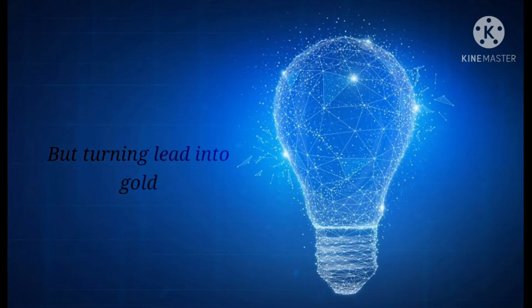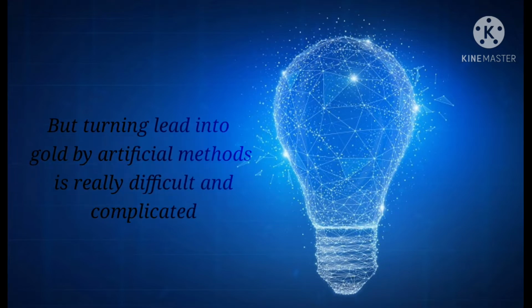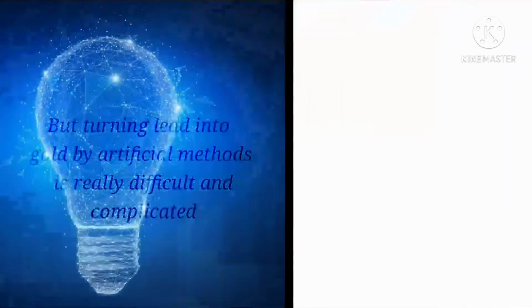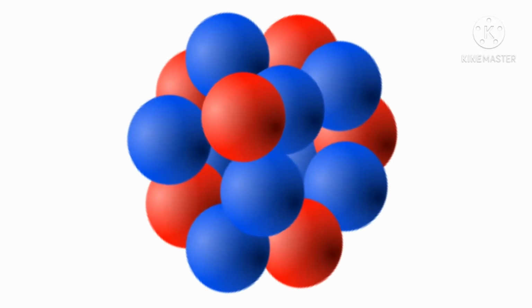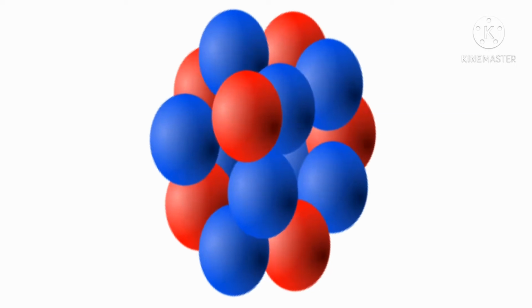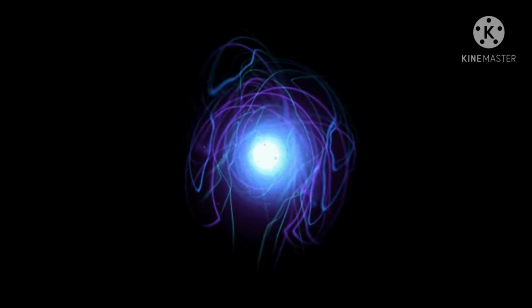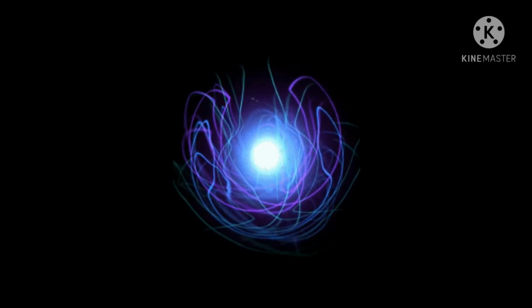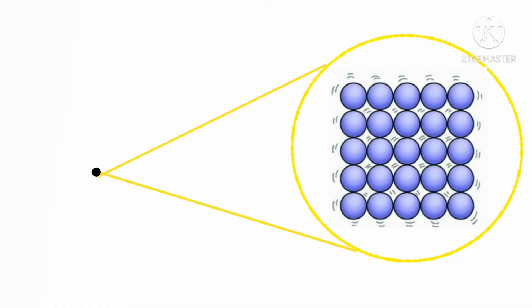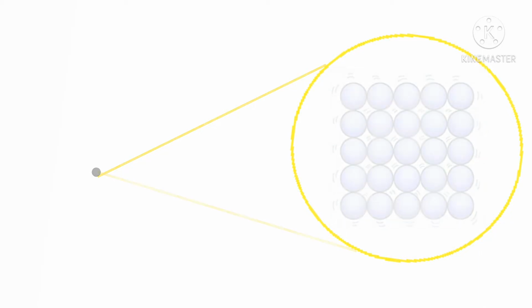But turning lead into gold by artificial methods is really difficult and complicated. This is because the subatomic particles hold the protons and neutrons tightly together. In order to separate the protons and neutrons, an immense amount of energy is required. In 1980, scientists finally transmuted a minute quantity of lead into gold.